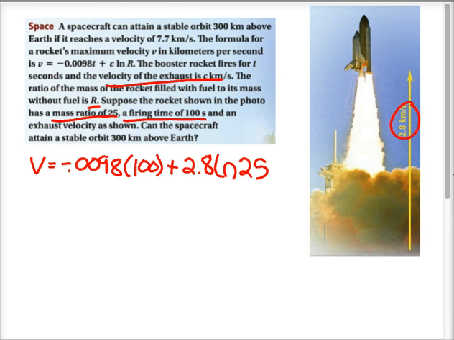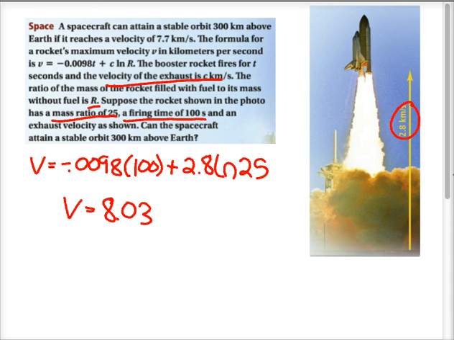So all we're really doing here is picking out important information. Now that is something we can just type into the calculator. That's just one giant number. So that's what I'm going to do. I'm going to type that in exactly as I have it written. And I'm getting the velocity of that rocket is about 8.03.